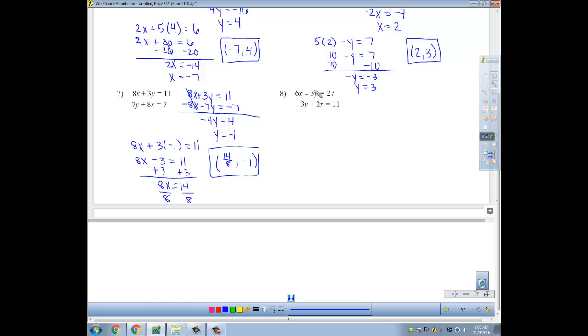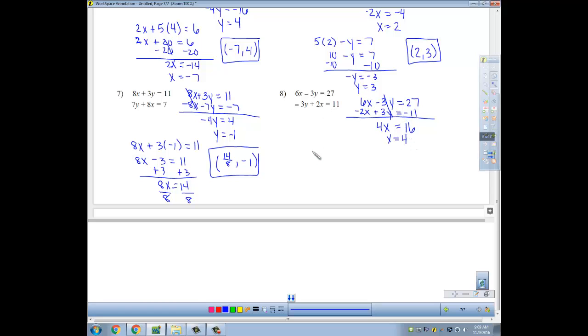Okay, next problem is like number 7. Our like terms are not lined up, and our y's have the same number, the same sign. So I'm going to rewrite the first equation. And I'm going to line up my variables, but change my signs. So 2x was positive, now it's negative. My 3y was negative, now it's positive. 11 was positive, now it's negative. 6x minus 2x is 4x. This is gone. 27 minus 11 is 16, so x equals 4.